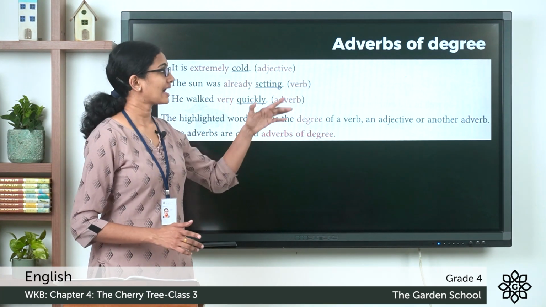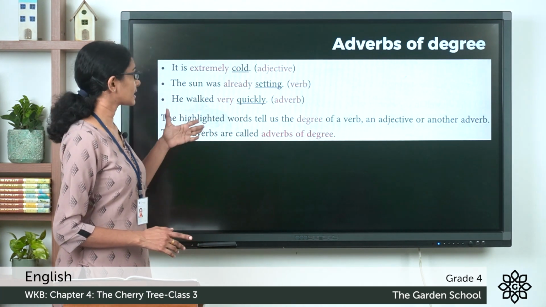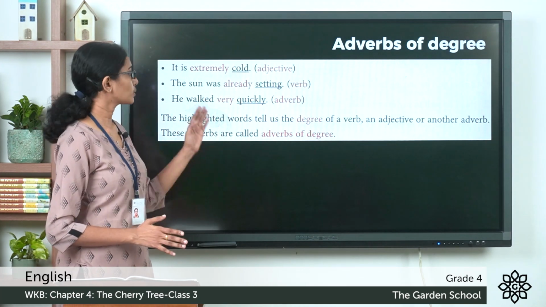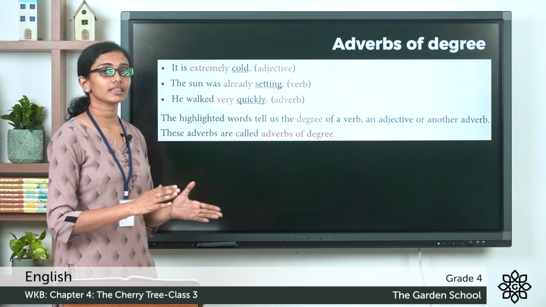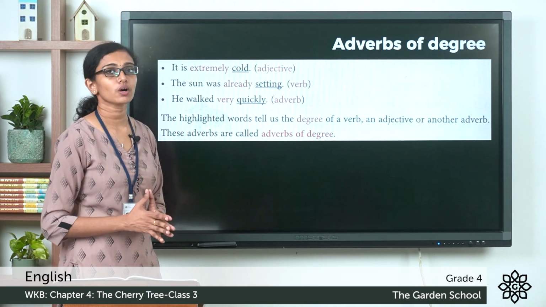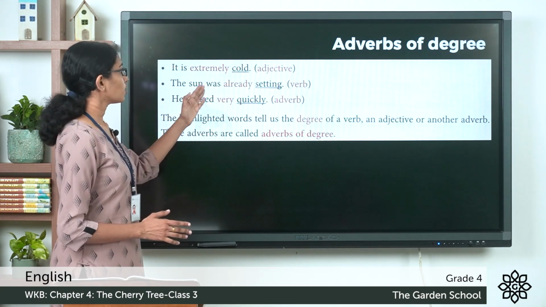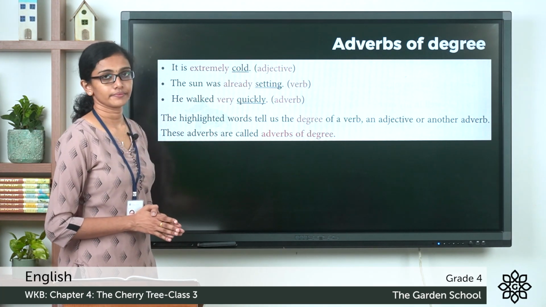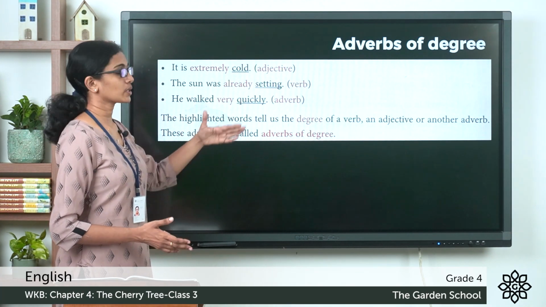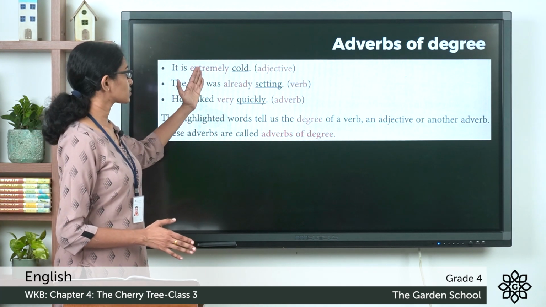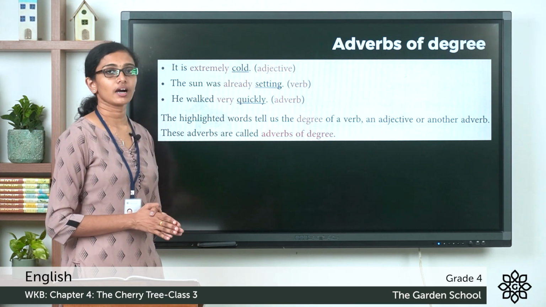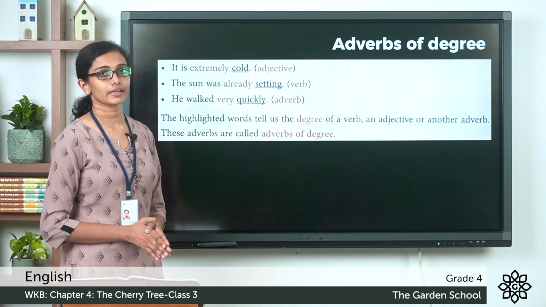We have adverbs of degree. Look at these examples. It is extremely cold. The word extremely describes the extent or the degree of that coldness. The sun was already setting. He walked very quickly. How did he walk? Very quickly. So these words extremely, already and very. So adverbs like this are called adverbs of degree.